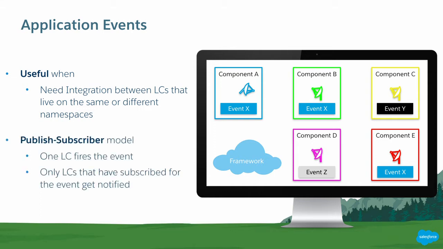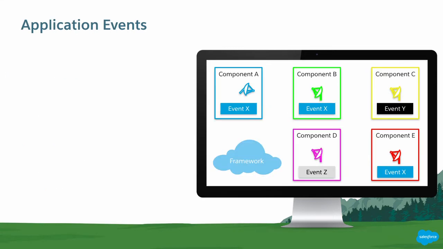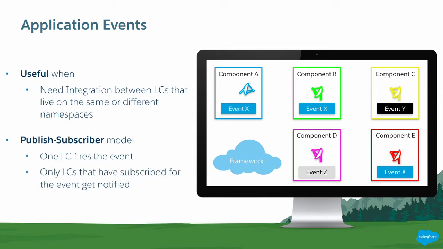And application events follow a publish-subscribe model, meaning that one component fires that application event, and only the Lightning components that actually subscribe to the same application event will be able to handle it and receive the information that comes inside of it. So here's an example: component A fires this event X application event, and notice that only components B and E on this Lightning page actually subscribe to that same application event, but not components D and E, right? They're not subscribing, so they don't know anything about that. So let me show you how we use the application events for our use case here.